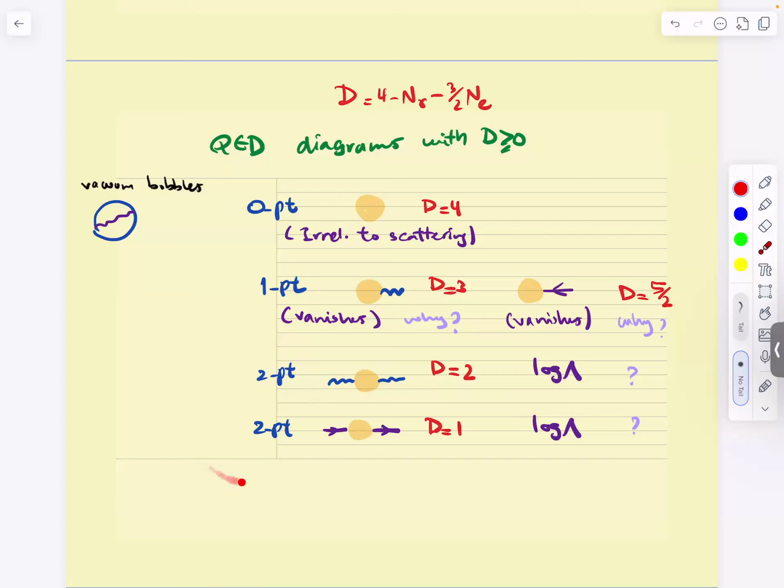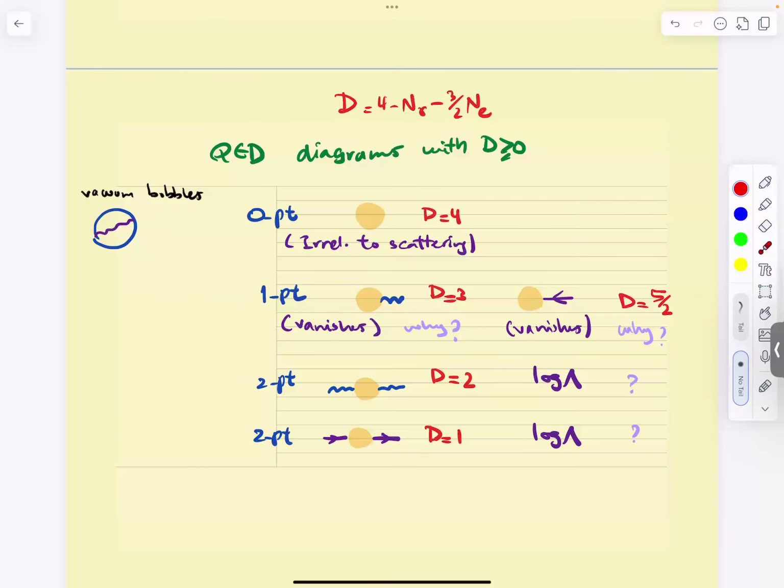This is another, I guess, warning for why you should be careful with the superficial degree of divergence. But as a first principle, it's not a bad principle for organizing the structure of your diagrams. Are there any questions?